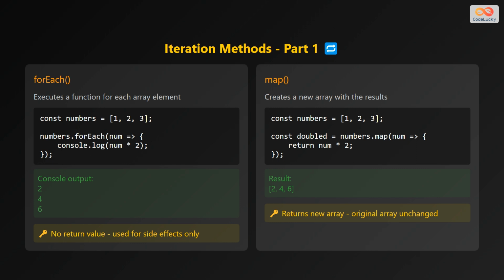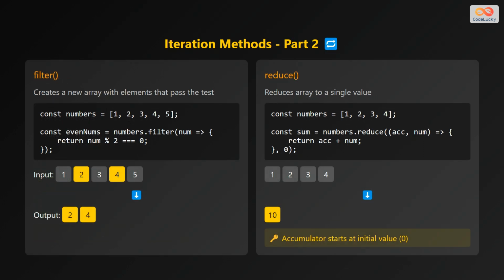Let's explore our first set of iteration methods. forEach is the simplest. It executes a function for each array element but doesn't return anything. Map, on the other hand, transforms each element and returns a new array. In our examples, you can see how forEach is used for side effects like logging, while map creates a new array with double values. Both methods provide index and array parameters to the callback function if needed.